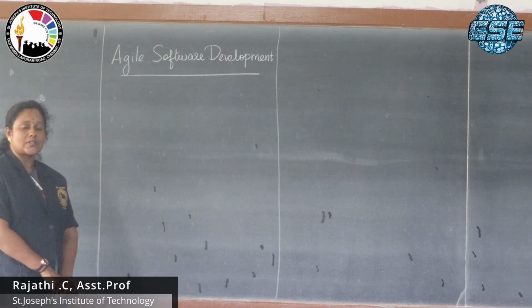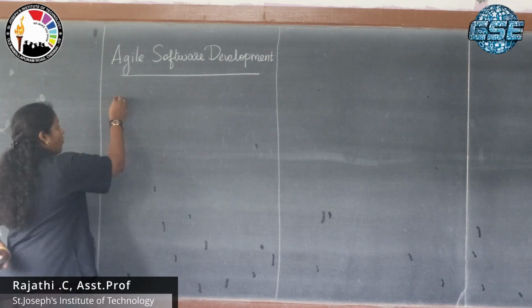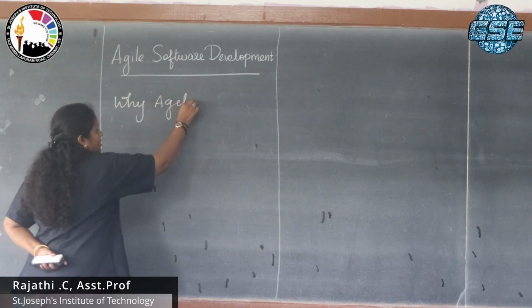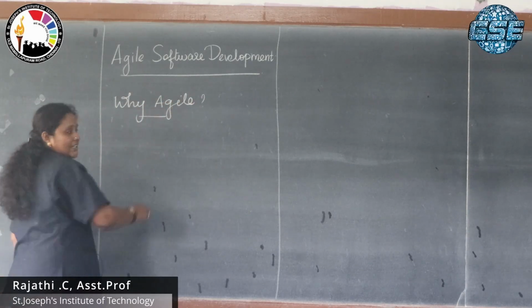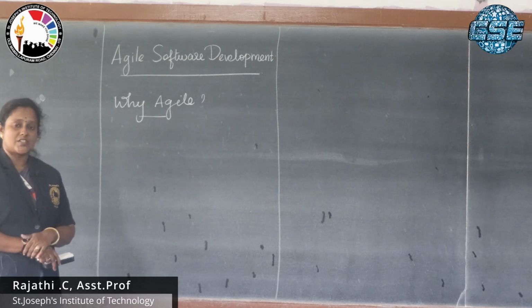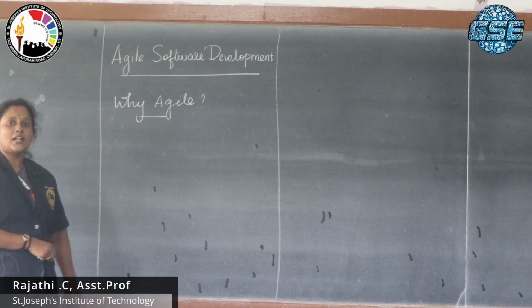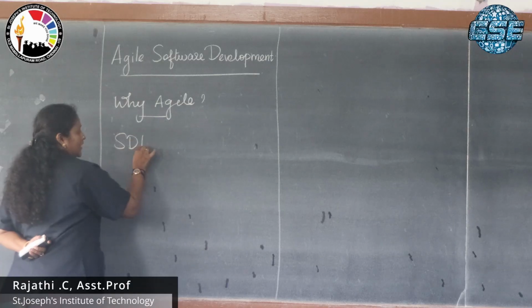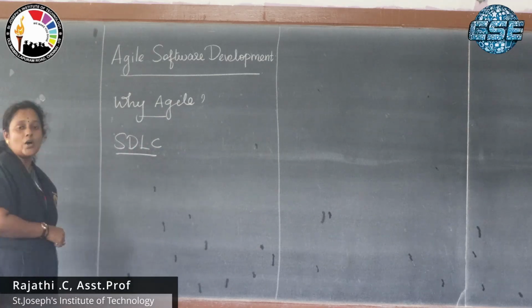Today we are going to discuss Agile software development. Before beginning with Agile software development, we should know why Agile. Apart from the traditional methodologies, why do we need Agile? To understand why we are adapting to the Agile methodology, we should be clear about the traditional software development methodology, the traditional SDLC.